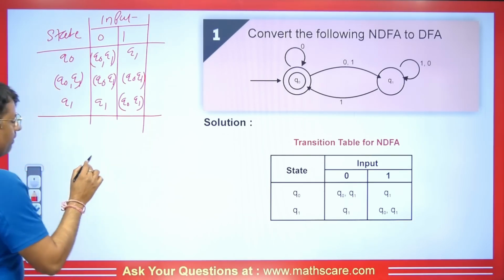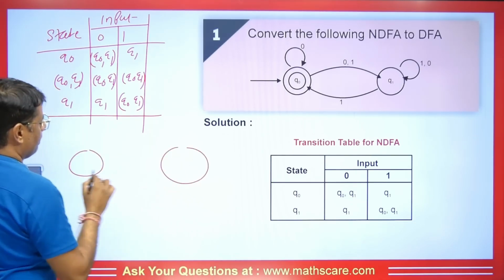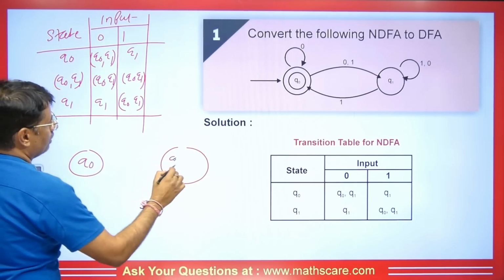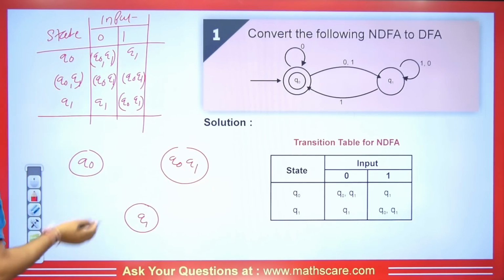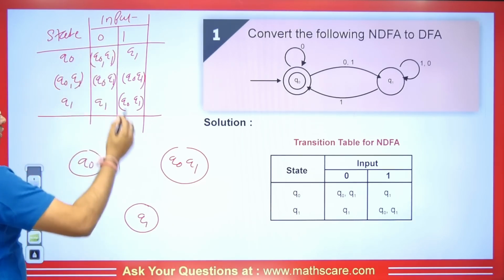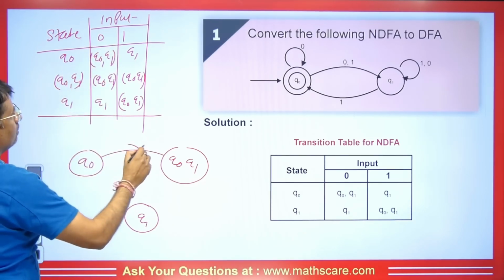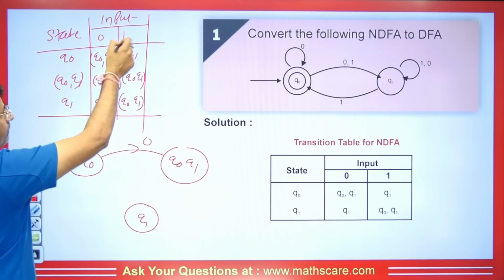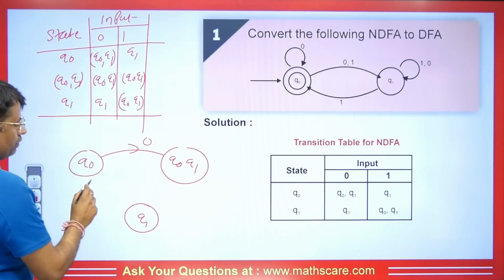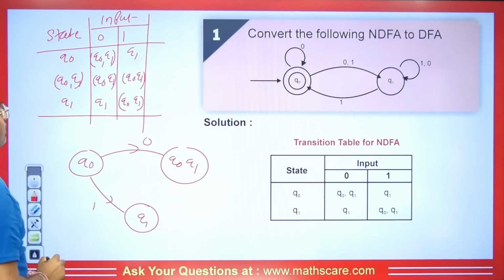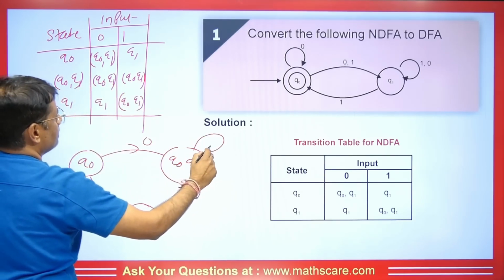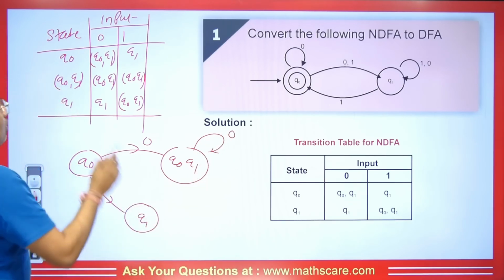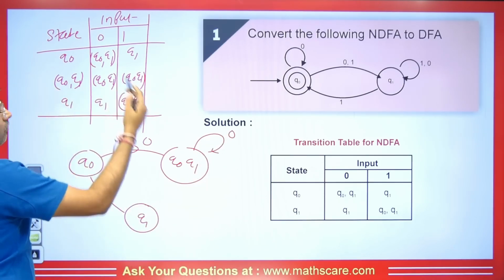Now, students, as a final step, we will draw its diagram. We have Q0 here, Q0, Q1 here. And here, we have state Q1. We have Q0 here, that is going to Q0, Q1. So, input 0 is here. And state Q0 is going to Q1. Hence, we get input 1 from it. From Q0, Q1 to Q0, Q1, it's going to itself, right? We get input 0 and 1 as Q0, Q1 is going to itself again.